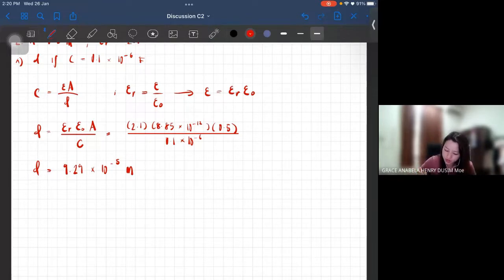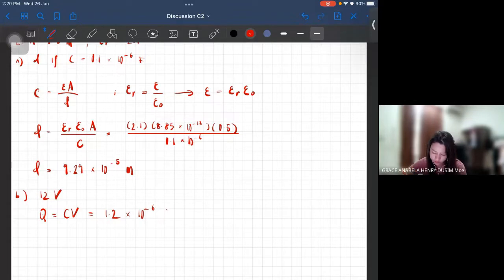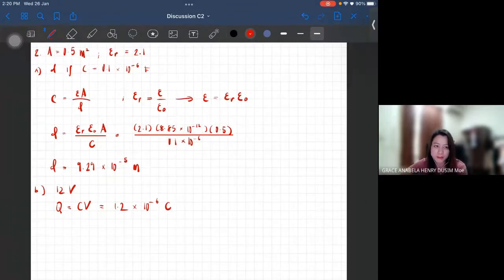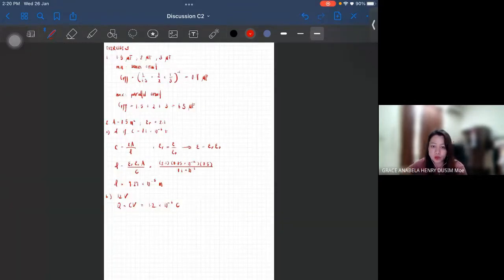Okay. And then question B, if it is connected to a 12-volt punya potential difference, we have to calculate the amount of charge. So this is just Q equal to CV, which will give us 1.2 times 10 negative 6 coulomb. Okay. Okay. That is on question 1 and 2.